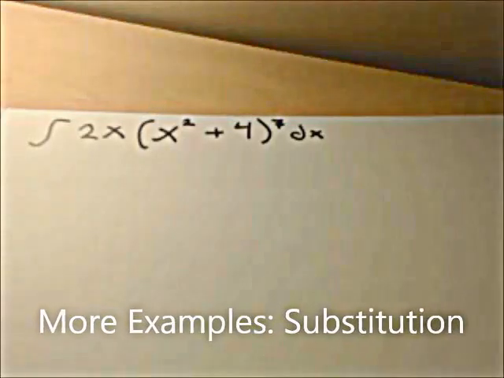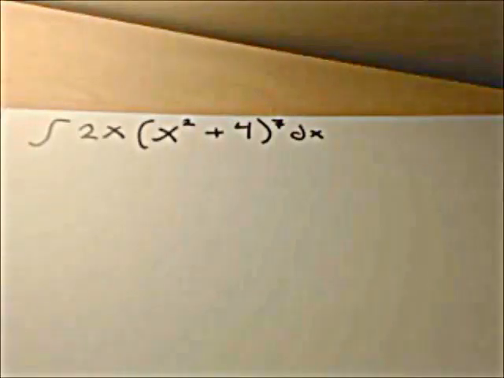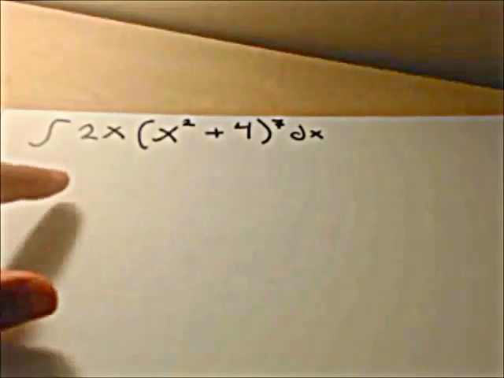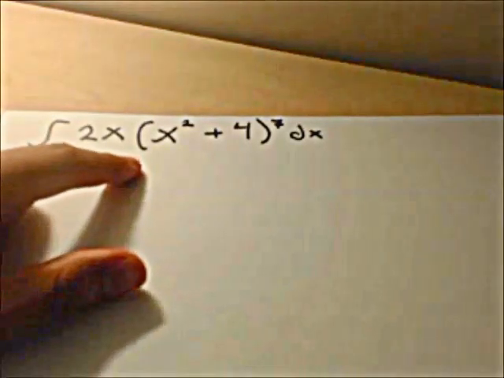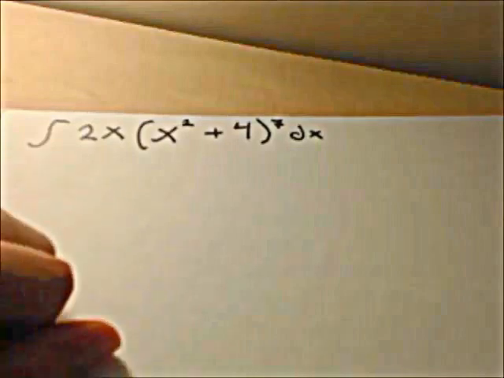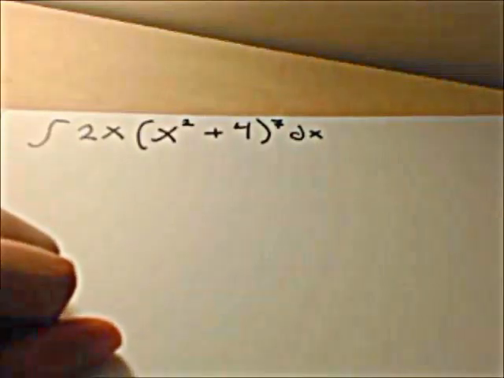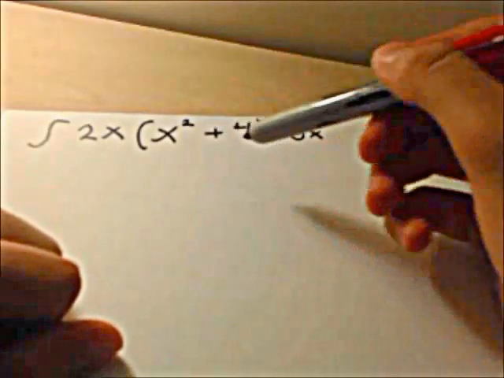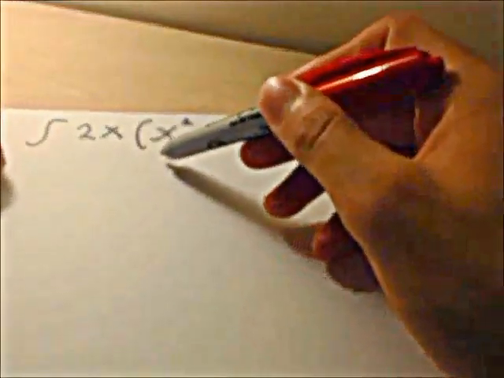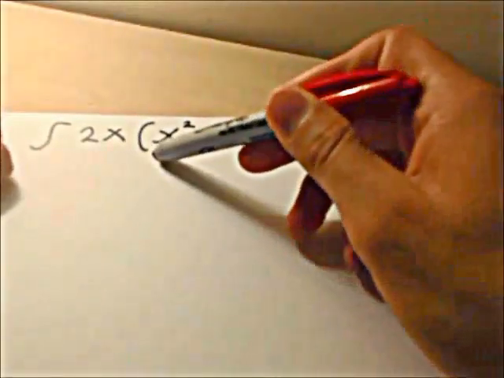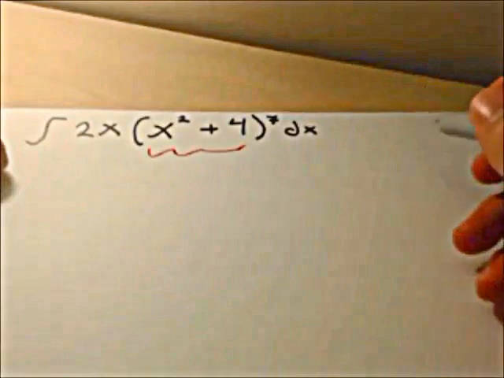Alright, in this video I'm going to do a couple more examples of substitution or U-substitution integration. Here we've got the integral of 2x times (x squared plus 4) to the power 7 dx. For those who don't know U-substitution, what I'm going to do here is a kind of relabeling scheme.